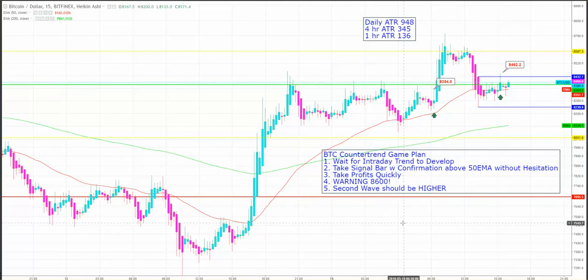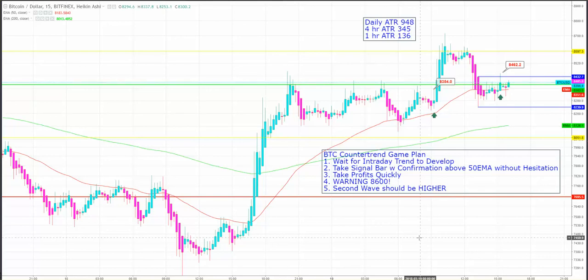So let's talk about Bitcoin first. So talk about the counter trend game plan. I always have a game plan for everything I trade, whether it's index futures or Forex or Bitcoin, Ether, Litecoin, Ripple, or Bitcoin Cash. And my game plan depends on whether I am with the trend or against the trend. What I mean by that is the overall trend.